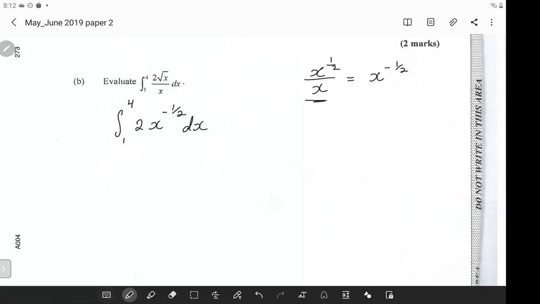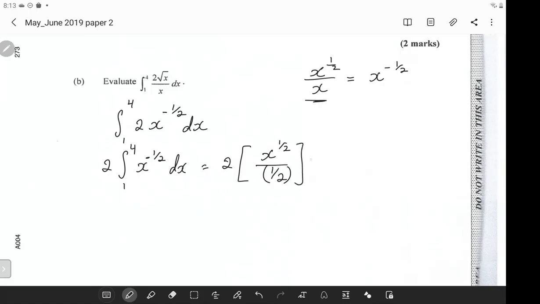dx. So we can take out the 2 from the integral. So we have 2 times the integral from 1 to 4 of x to the minus 1/2 dx. Recall the rule: add 1 to the power, divide by the new power. If we add 1 to negative 1/2, we get positive 1/2. So we get x to the positive 1/2, and we divide by the new power, 1/2. And that's evaluated from 1 to 4.